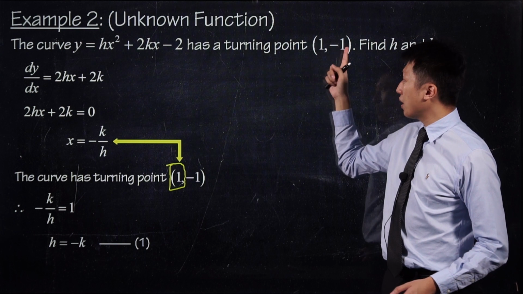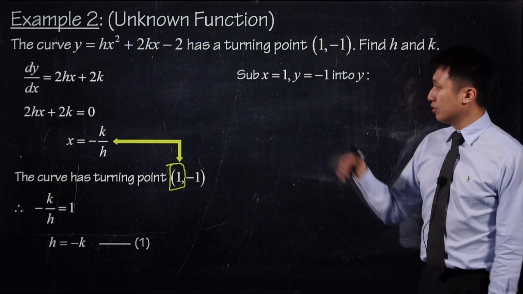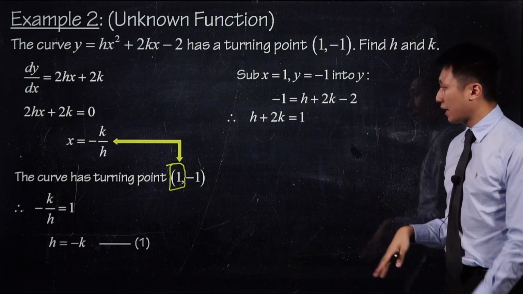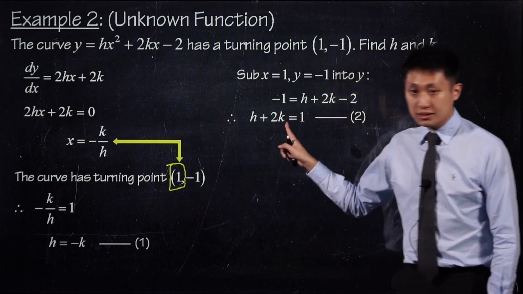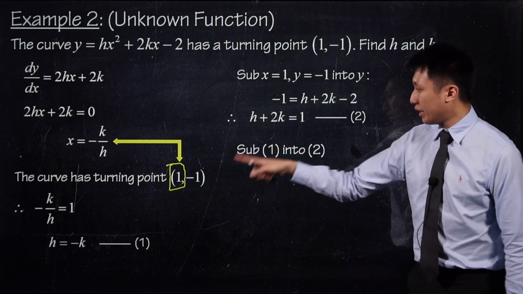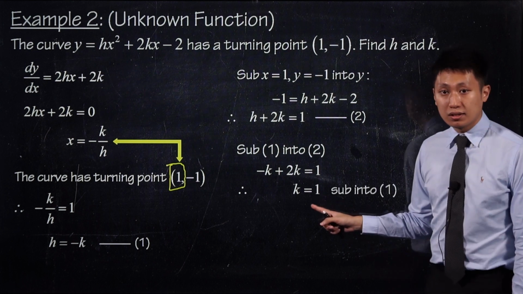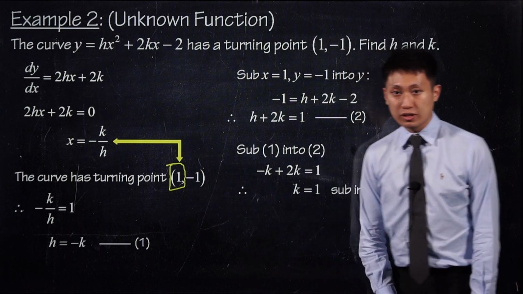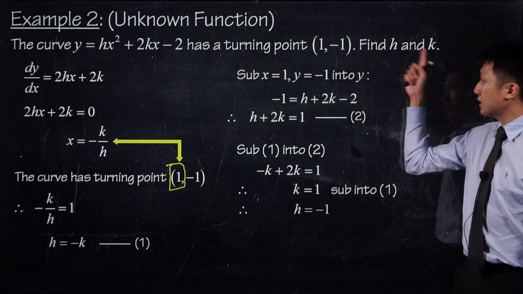So you sub x equal 1, y equal to -1 into here, left hand side will be equal to the right hand side. So sub this one into y, I get -1 is equal to this one. I arrange them nicely, so I get this equation 2. So I get two equations here. I use simultaneous equations to solve it. So I sub 1 into 2, I'll get k is equal to just 1. It's very simple. So k is equal to 1. If k is equal to 1, then h is equal to -k. So h is equal to -1. And I get my h and k.